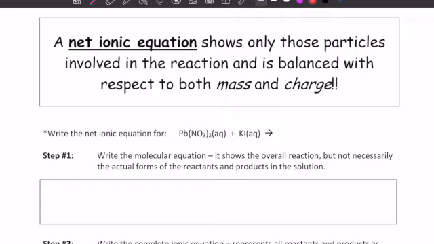Here we go. Lead 2 nitrate reacting with potassium iodide. And since this is a double replacement, we know that we have potassium nitrate, and potassium nitrate is definitely aqueous because all things with potassium and all things with nitrates are aqueous. So that's a solution. And then our precipitate in this case is our lead 2 iodide.